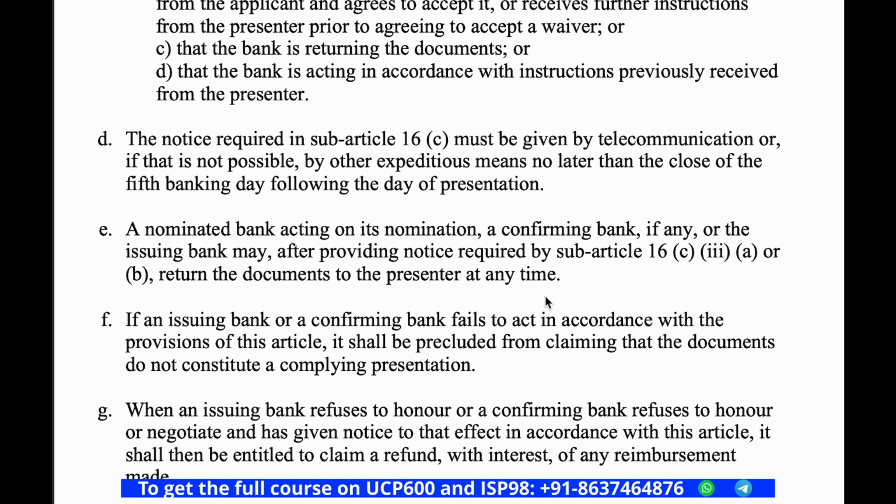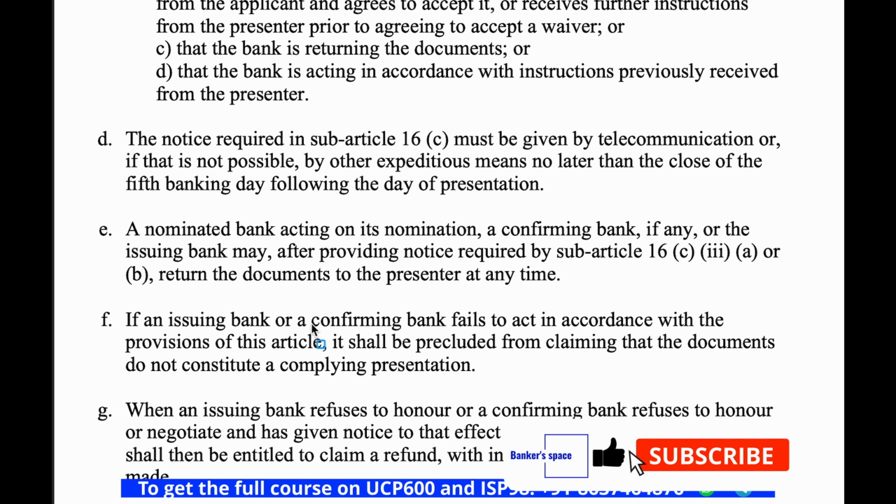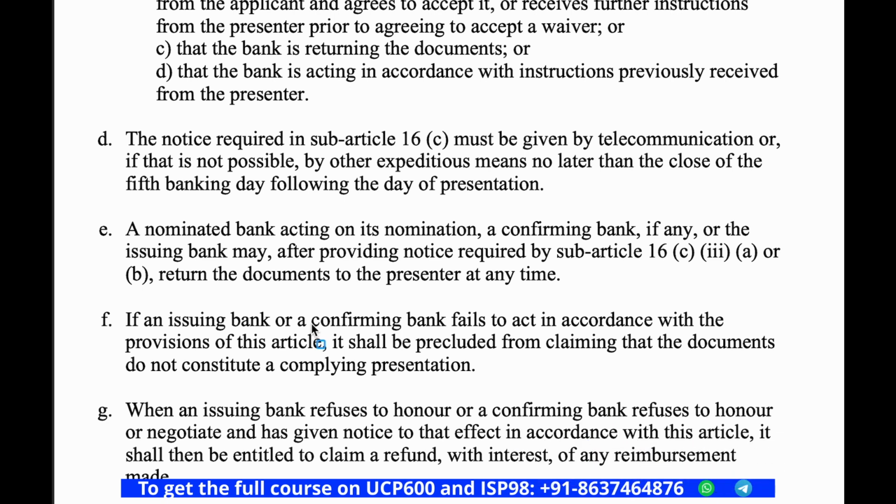But here we have to note one important thing. When we read through this article, we might not realize we missed one thing. What is that? Let's read it again. If an issuing bank or a confirming bank fails, if an issuing bank or a confirming bank, where is the nominated bank? So the nominated bank will not come under the rule of preclusion. Even if the nominated bank failed to act as per this article 16, the article 16F will not apply to that, because it is not giving any undertaking to honor or negotiate, unlike the issuing bank or a confirming bank. And usually this question will come in the CDCS exam.